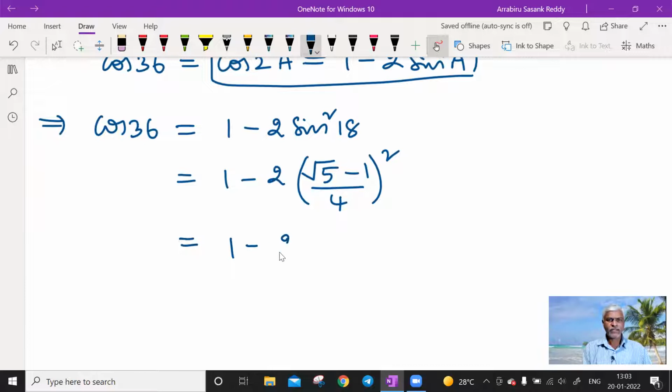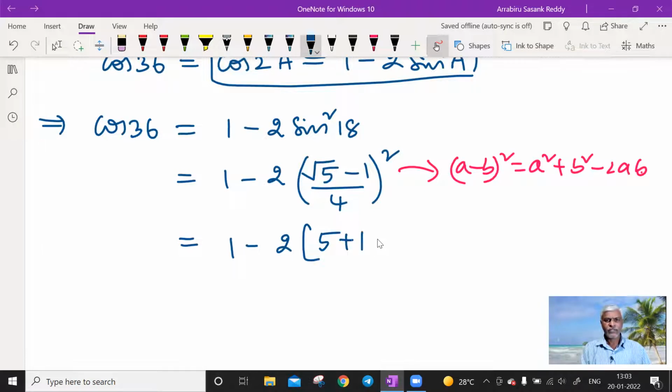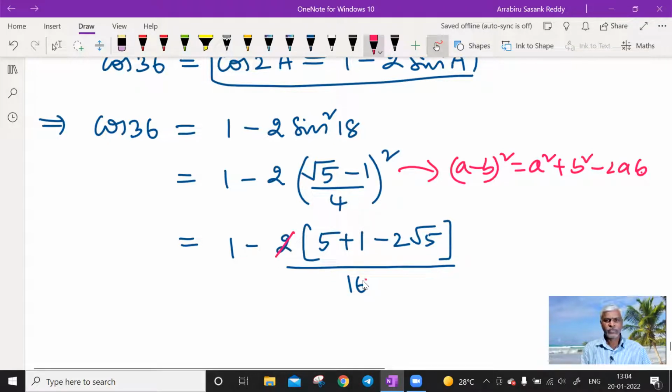One minus 2 times (a minus b) whole square. This is in the form of (a minus b) whole square, a square plus b square minus 2ab. So root 5 square is 5, plus 1 square is 1, minus 2ab is 2 root 5. 4 square is 16. So 2 into 1 times 2 is 8.